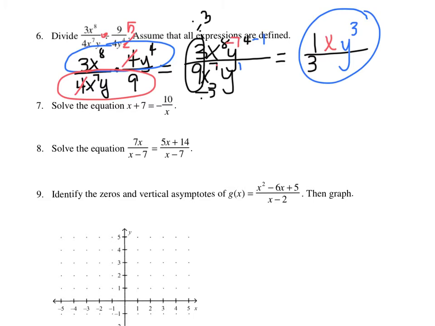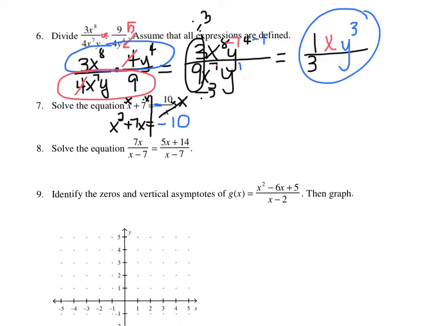Number 7. Let's start off by getting rid of the fraction. So 10's being divided by x. Let's multiply by x, and it will cancel out. So I'll multiply this x by x, and that 7 by x. So I'm left with x squared plus 7x equals, and I'm not sure if you guys saw this, but there's a little negative sign right there in front of the 10, so it equals negative 10.